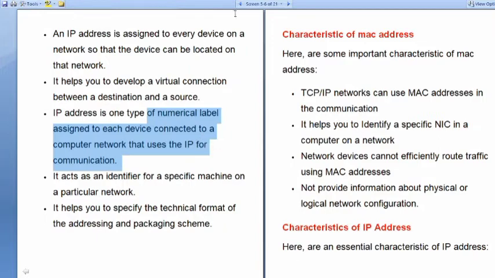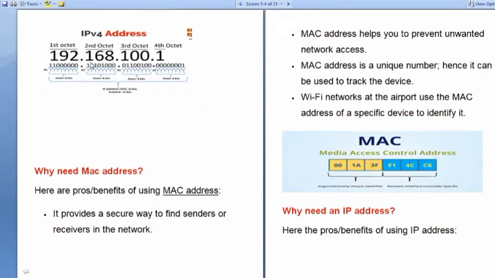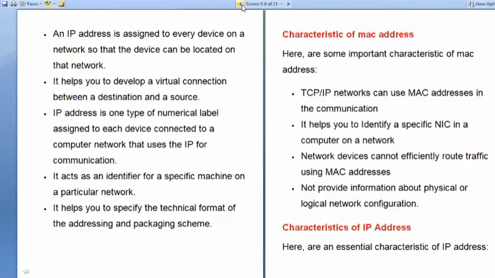And one more thing, my dear students: what you're seeing right here on your screens has dots for separation. As you can see, this IP address has dots for separation, so it is also known as dotted decimal notation. Let me repeat it once again. It is also known as dotted decimal notation. It acts as an identifier for a specific machine on a particular network. Yes, it helps you to uniquely identify.